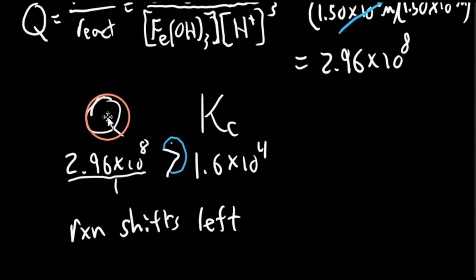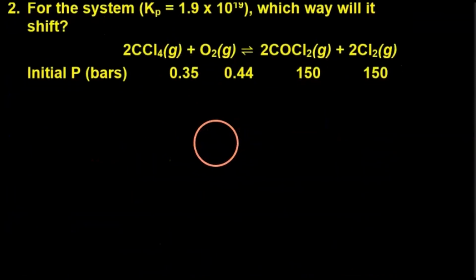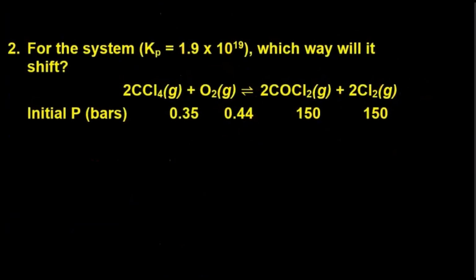So if you always draw this with Q on the left and your K on the right, whichever way the Pac-Man is facing, that's the way the reaction shifts. Okay, well, hope you'll get 100% on this stuff. Should be good. The method never changes.